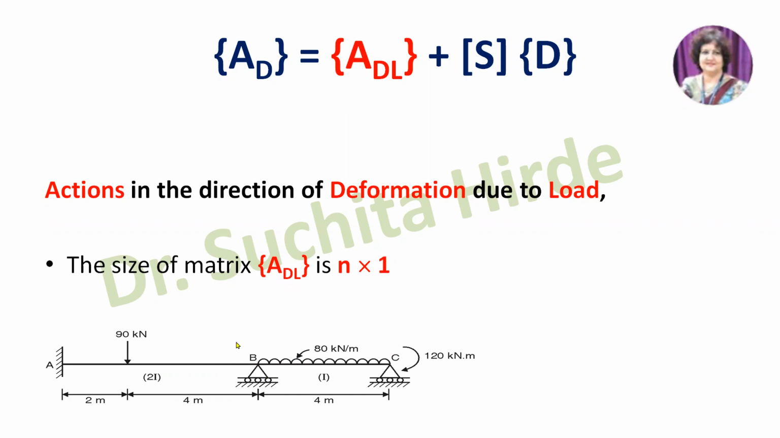Deformation means theta. In this direction, what is the action? There are fixed end moments at B, BA and BC. So addition of MFBA and MFBC is one of the elements of ADL matrix, and MFCB will be second element of this matrix. So if number of unknowns are 2, then size of this ADL matrix is 2 by 1.